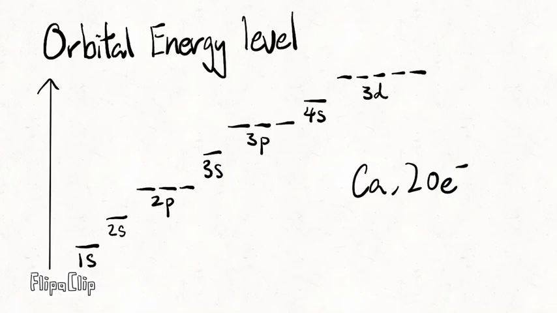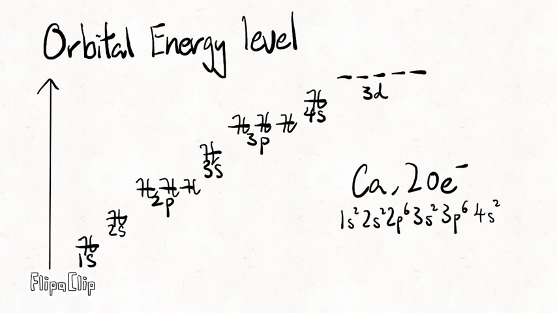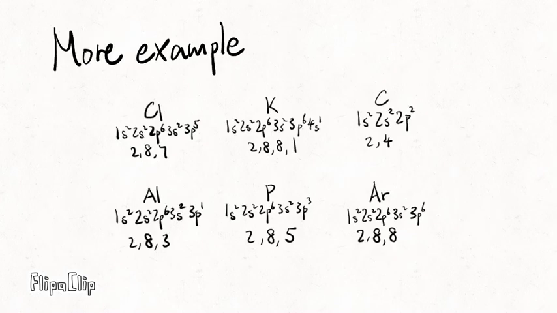Now, we do the same thing for calcium and fill up the orbitals with 20 electrons. It comes to an electronic configuration of 1s2, 2s2, 2p6, 3s2, 3p6, and 4s2. It explains why the electronic configuration by numbering is 2882 instead of 2810. That's all about atomic orbitals. And here are more examples.